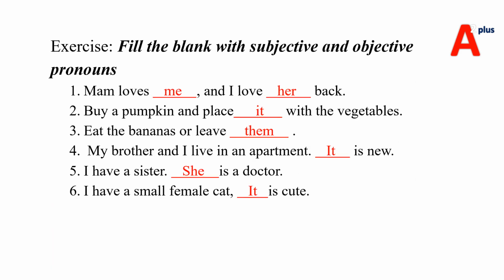So the answers are here. Mom loves me and I love her back. Buy a pumpkin and place it with the vegetable. Eat the bananas or leave them. My brother and I live in an apartment. It is new.